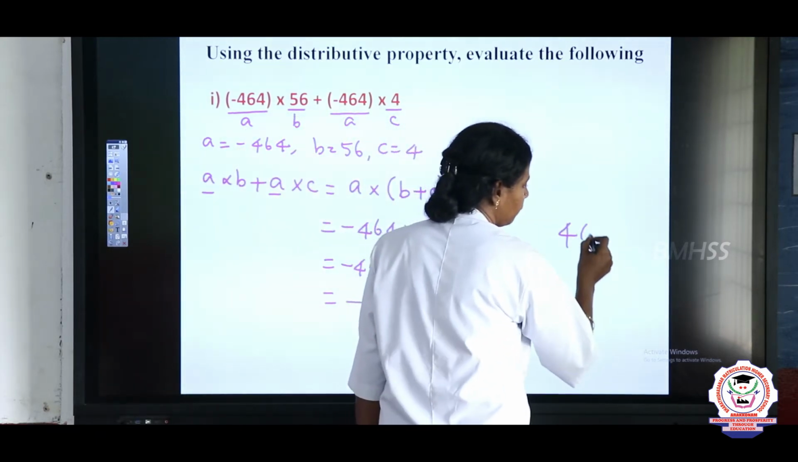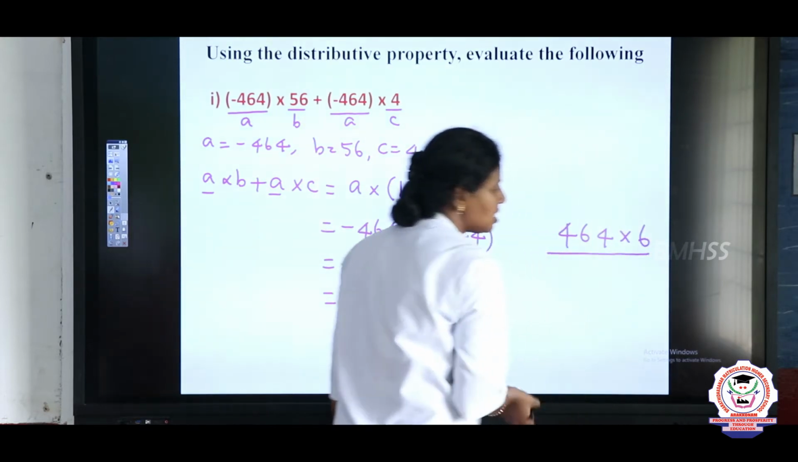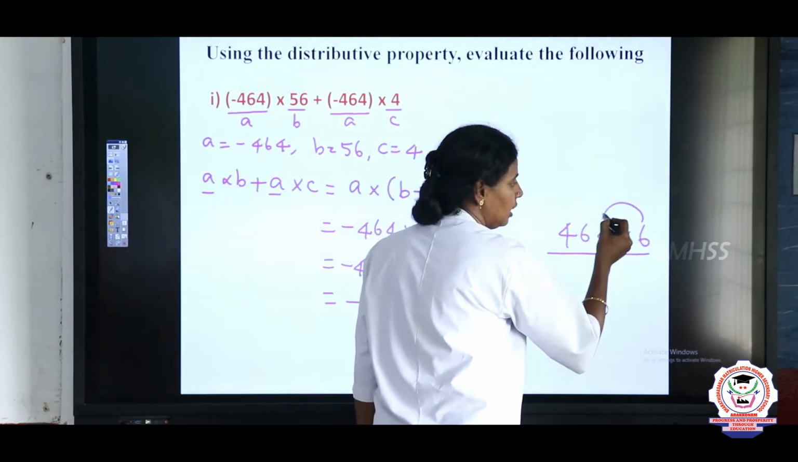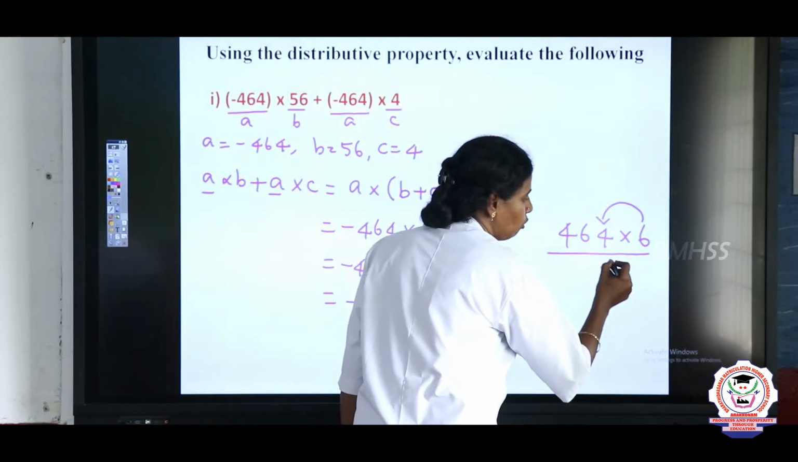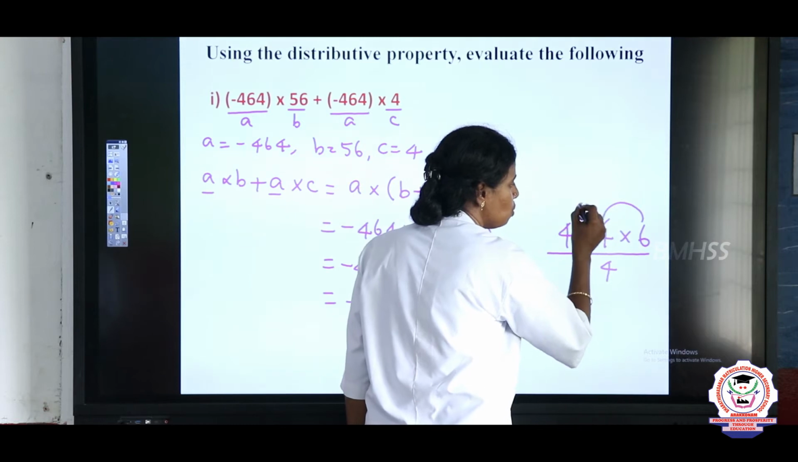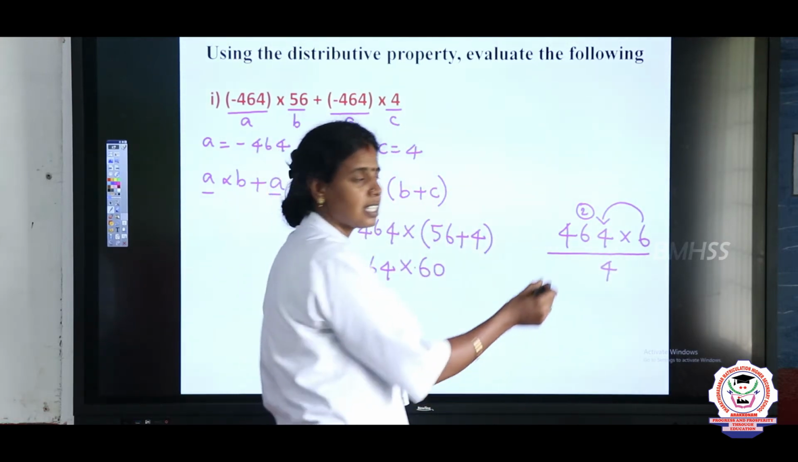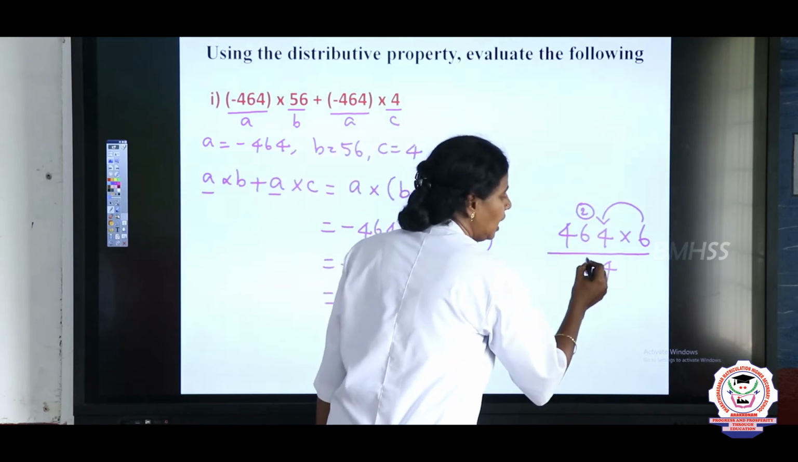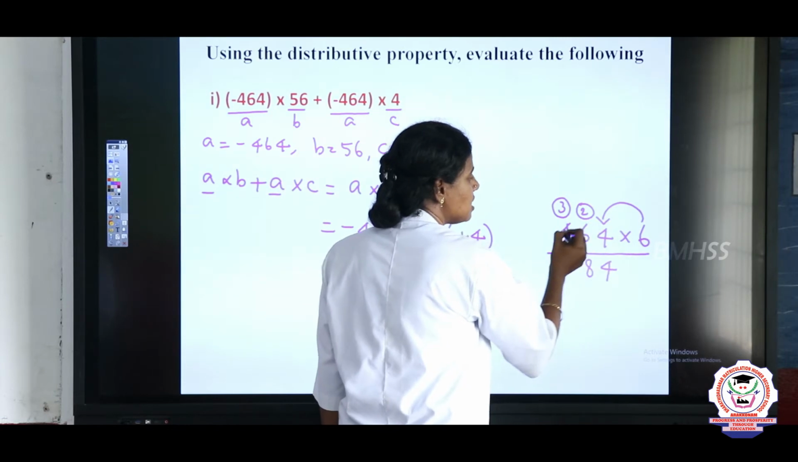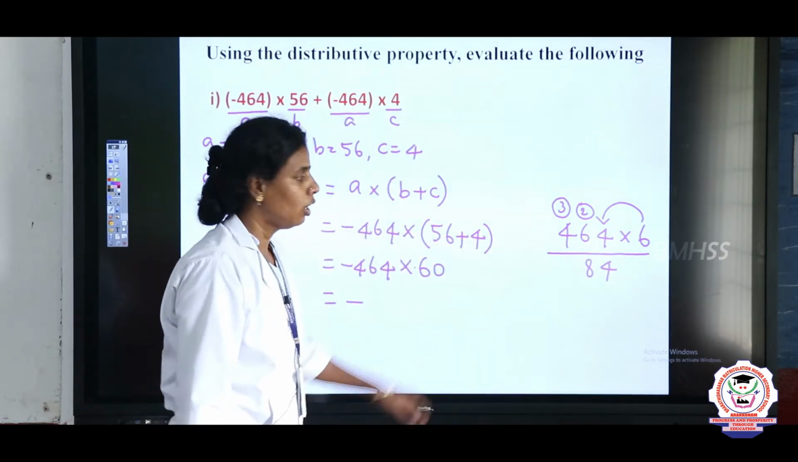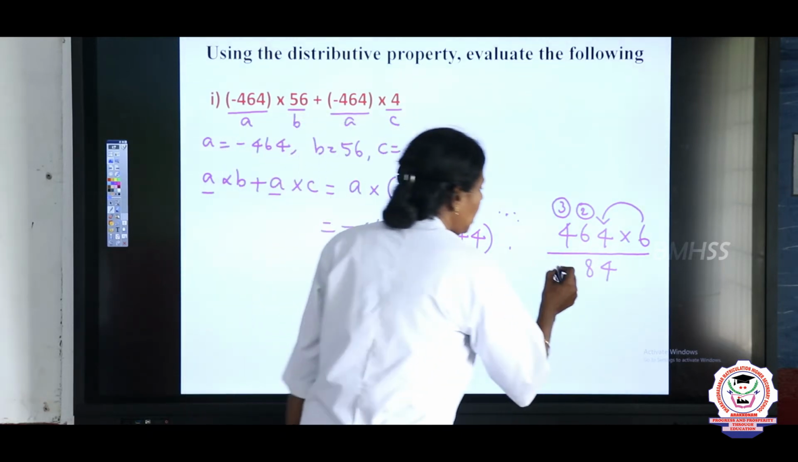464 into 6. First we will multiply with 6 and then we will include 0 with that. So, first we multiply with 6. 6 4s are 24. 4, remaining is 2. Then 6 6s are 36. 36 plus 2 is 38. 3 remaining, and 6 4s are 24. 24 plus 3 is 27.